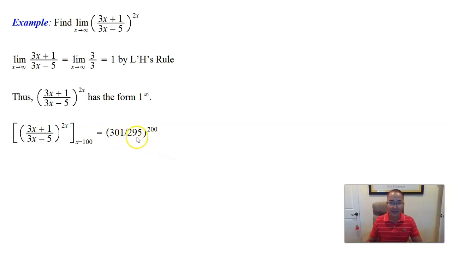So this is not exactly 1, and this is definitely not infinity. It's just a big number. Great Maple, can you crunch that out for us? It's about 56. So it's not 1, and it's not exactly very big either. 56, that's not exactly a big number.